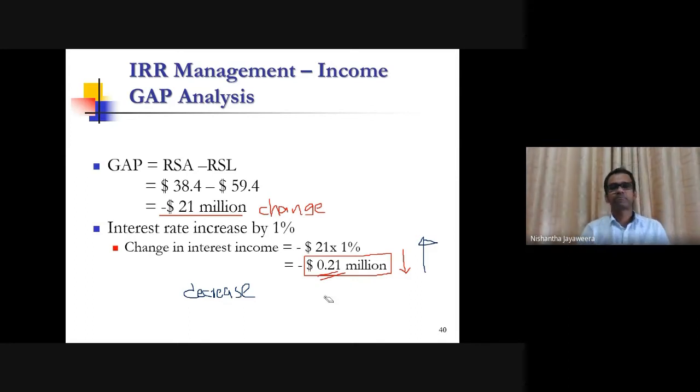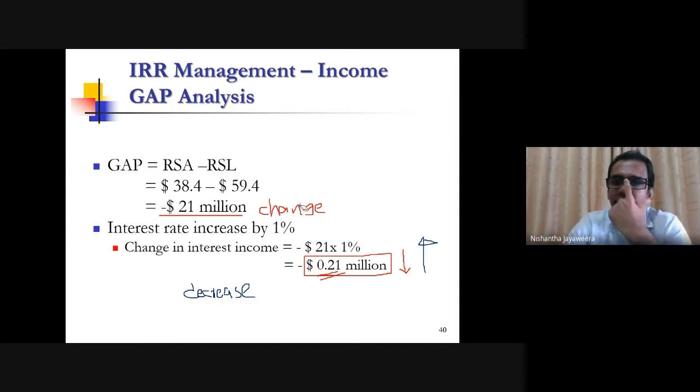So what is the amount at risk? Apply the interest rate change, you get a quantity. Then you can decide whether it's a positive change or a negative change depending on your position and the change in the interest rate direction. Any question?